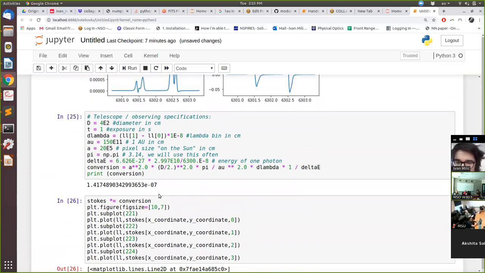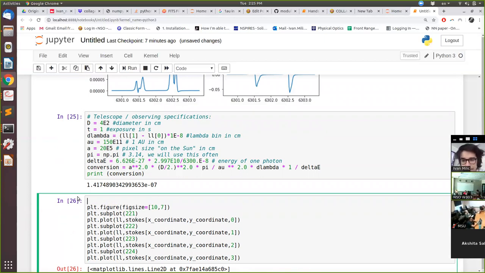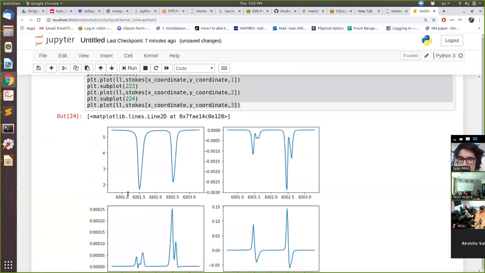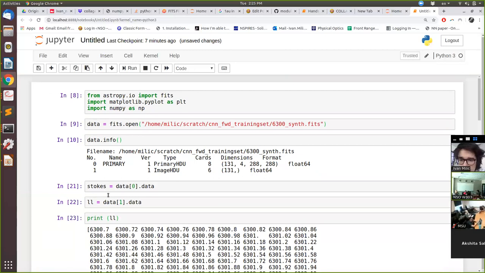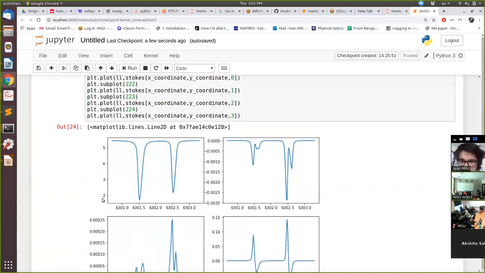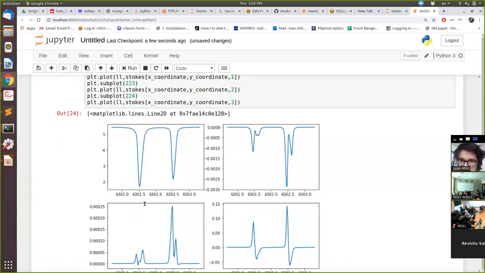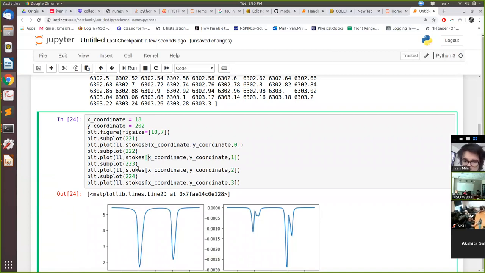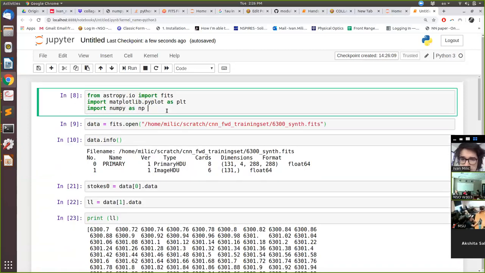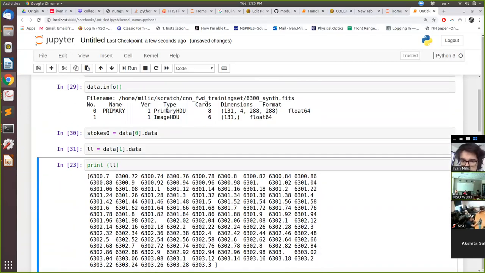I really hate this thing sometimes. So what are we gonna do here now? We're gonna say counts. We're gonna call the original one Stokes 0, and I'm gonna call this one Stokes 1. Here we're gonna call Stokes 0. So let's execute everything from the very start.